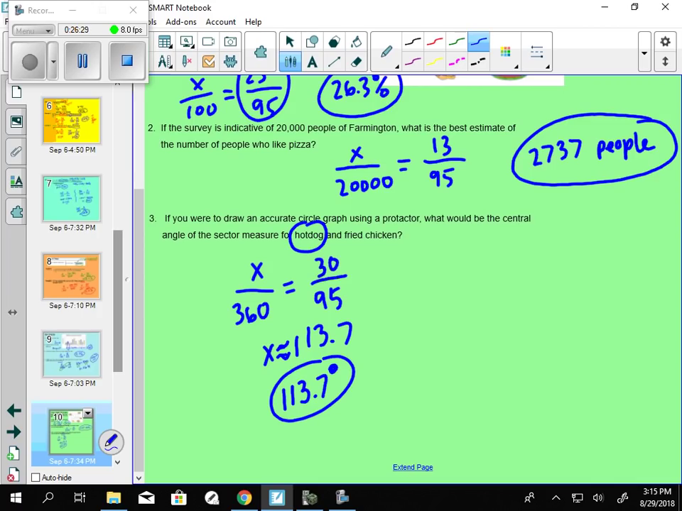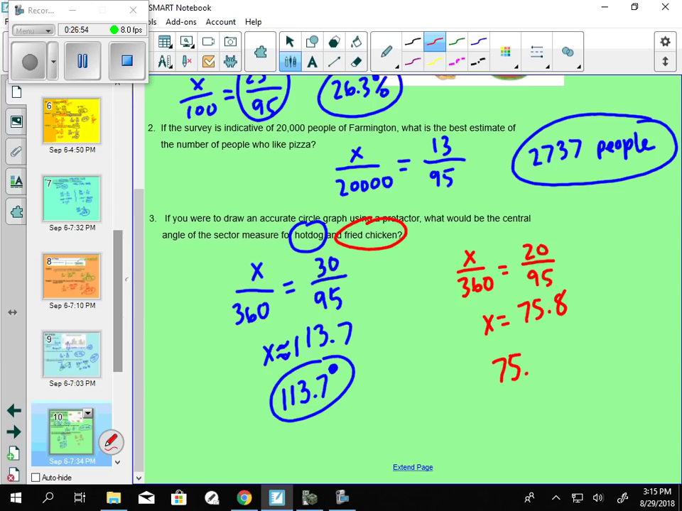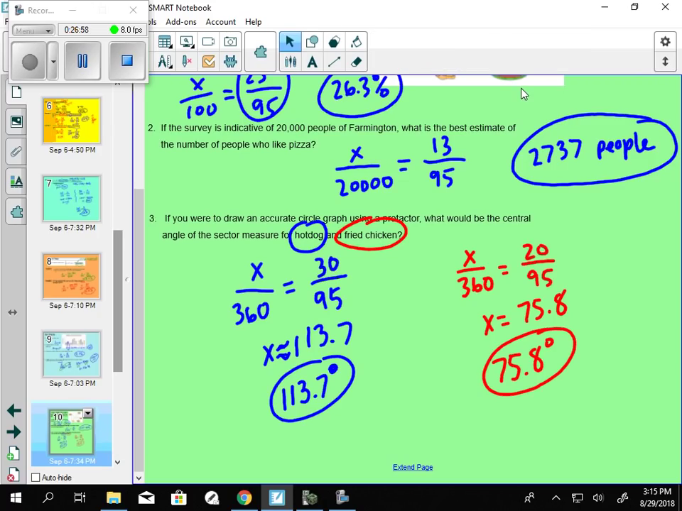Okay. Why don't you pause and see if you can do the same thing now for fried chicken. What would that central angle come out to be? All right, let's see what you got. How many degrees out of 360 would be the same as fried chicken was 20 out of the total of 95? So cross multiplying and dividing that, you should have come up with about 75.8, meaning about 75.8 degrees. Okay, all right, why don't you move on now, try some of the practice problems out.